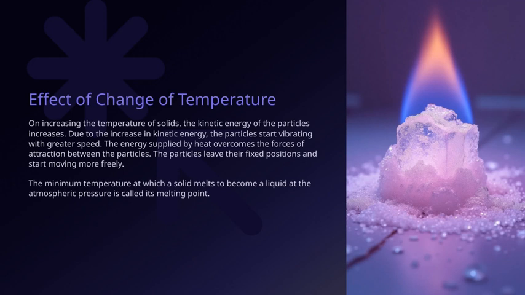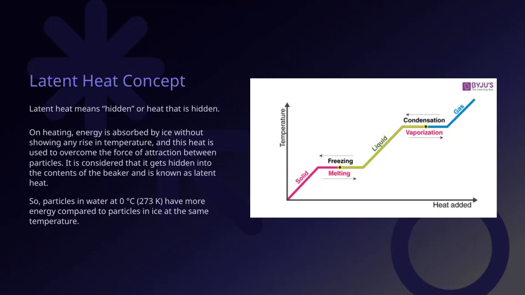Now, an important concept to remember here is the melting point. This is the specific minimum temperature at which a solid transforms into a liquid under atmospheric pressure. Understanding this helps us grasp how temperature influences state changes, which is a key part of our overall discussion on matter and thermal energy. Let's take a closer look at the concept of latent heat.